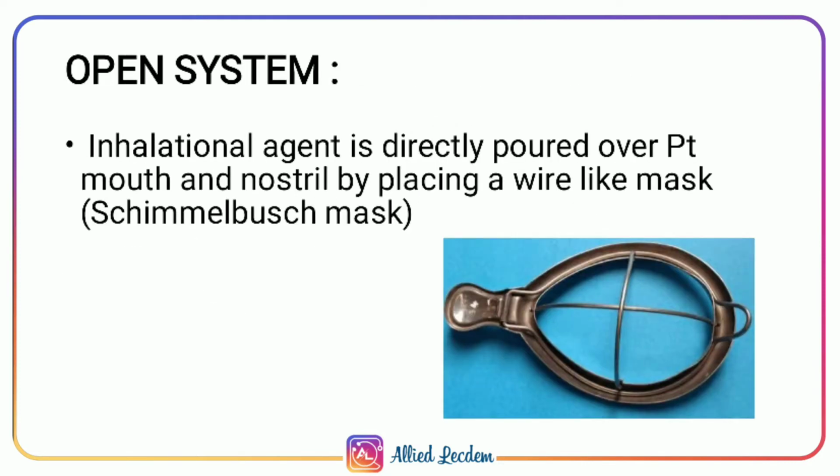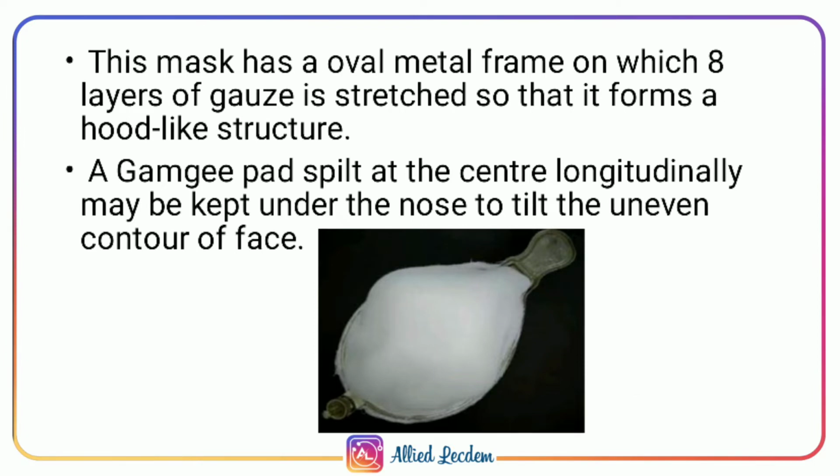Now we will see in detail about the divisions of breathing system. First one will be open system. They have no valves, no tubing. An inhalational agent like ether is soaked in a gauze and held near the patient's face. In this technique, a Schimmelbusch mask is used. The mask will be covered with 8 layers of gauze to form a hood-like structure. This mask can be kept on the face of the patient, which will cover the nose and the mouth.